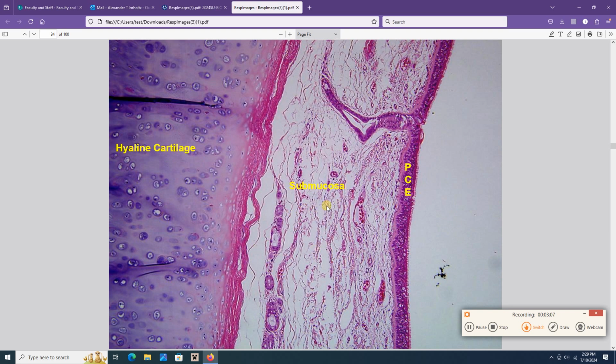Underneath that mucosa, we got a submucosa. This is mostly connective tissue. Blood vessels in here too. Then outside that, this is the beautiful hyaline cartilage, which is going to prevent that trachea from collapsing.